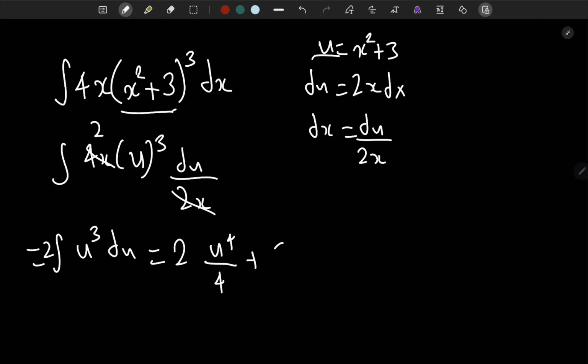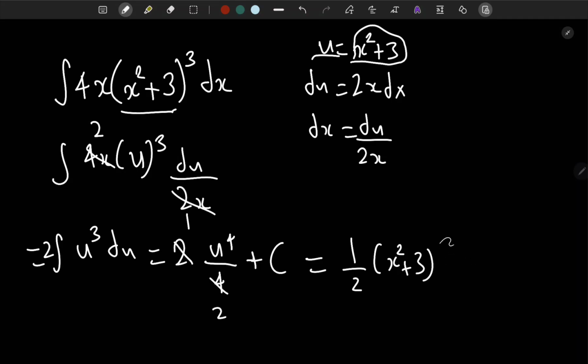plus c. And now the final step that we always need to do is to replace u with what we replaced in the beginning. So first of all, we can simplify this, so there's only a half left now, 1 over 2, and then u is x squared plus 3, to the power of 4, plus c. So this is the final answer.